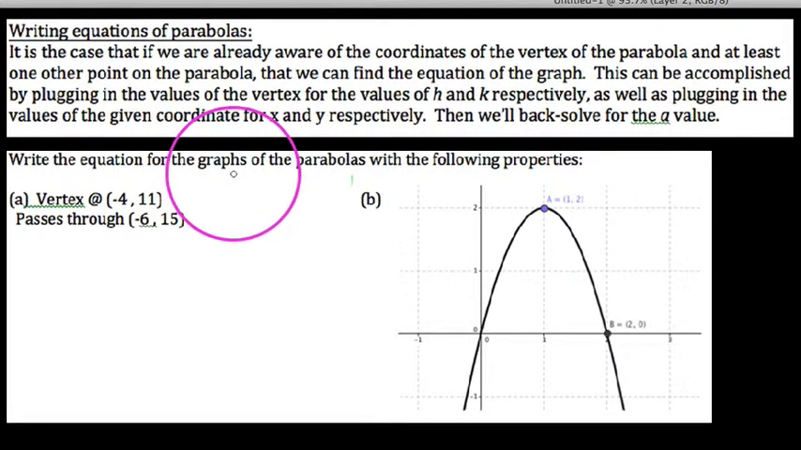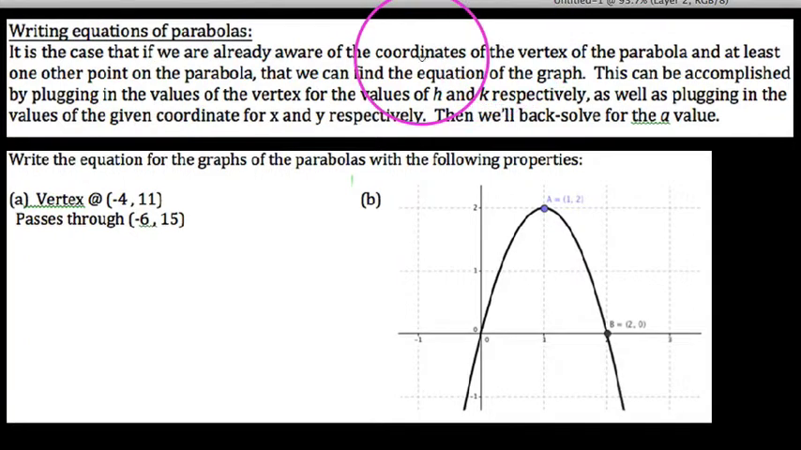Okay, folks, in this video we're going to go through a couple of quick examples of how one could write the equation of a quadratic function given two pieces of information. Those two pieces of information would be, of course, where's the vertex, and at least one point on the function or the parabola.